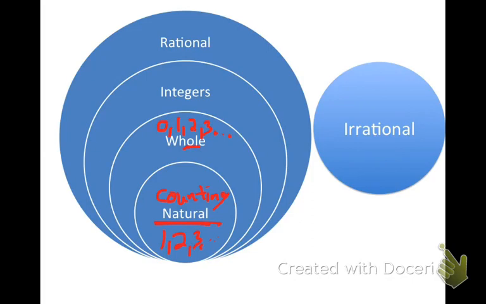After whole numbers, we have integers. Those are all the whole numbers and their opposites. These are the negatives and the positives. So I have -2, -1, 0, 1, 2. It goes on and on and on. So it's all the negatives and their positives.